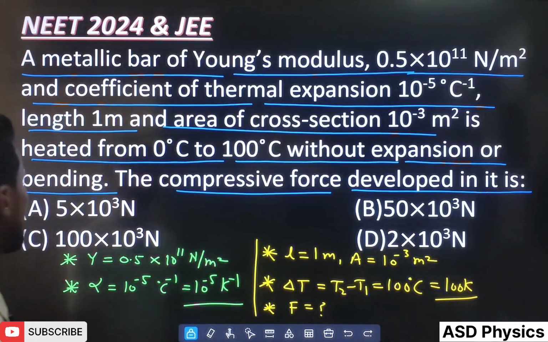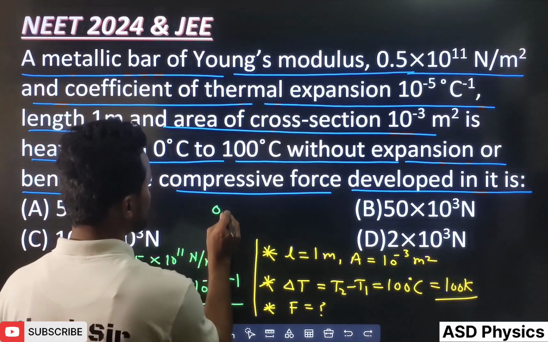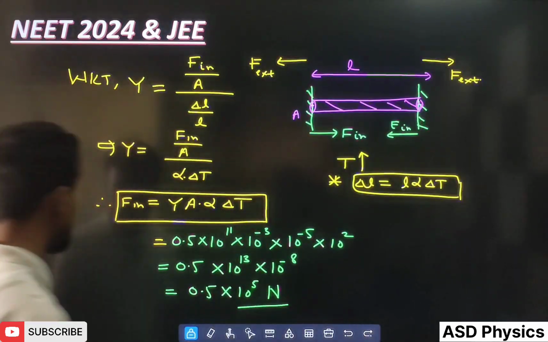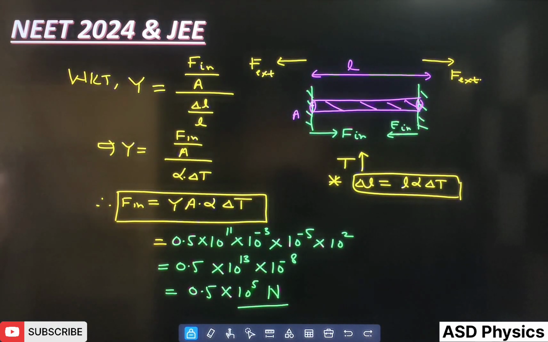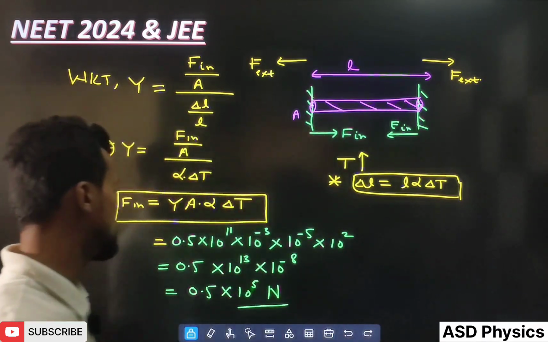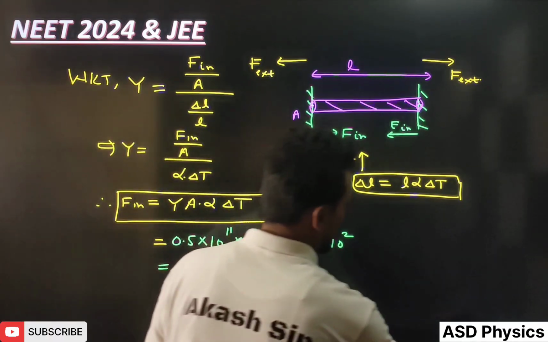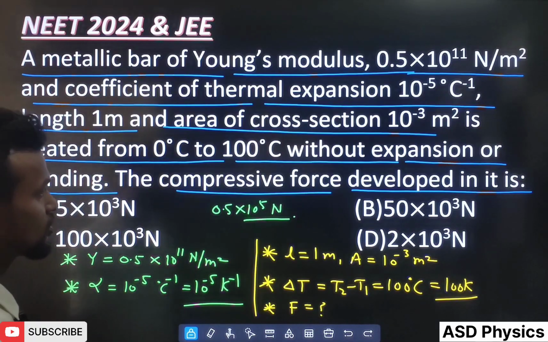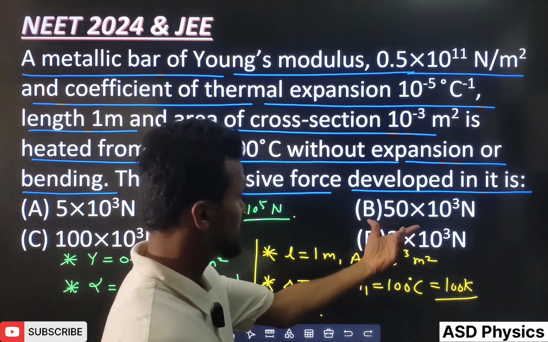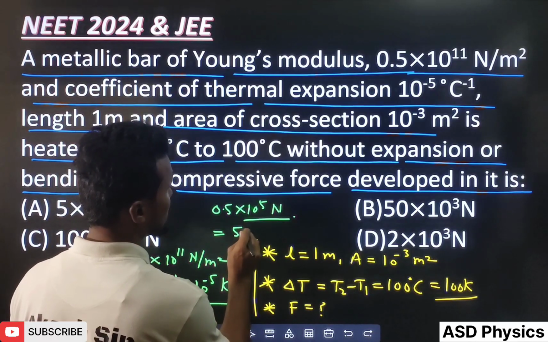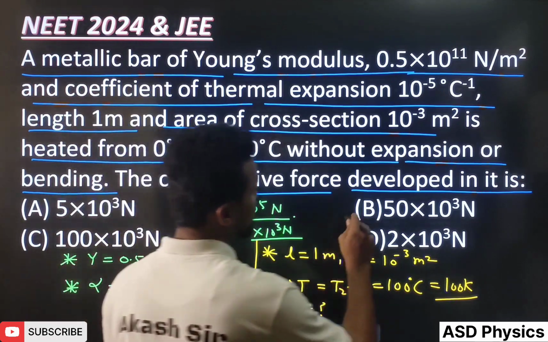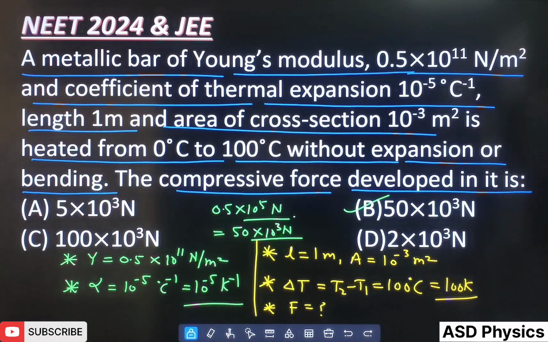Let's check the option here. 0.5 into 10 power 5 Newton. Can you check one more time? Is the calculation all correct? Yes. Okay. Maybe I am getting some doubt about alpha, but okay, 0.5 into 10 power 5. Now students, if we check here, 5 into 10 power 3 is not matching. So when you simplify this, it will come as 50 into 10 power 3 Newton. That means which option is correct here? You can see very well, students, the correct option is option B.